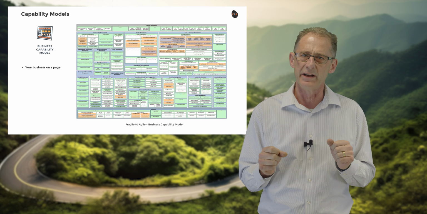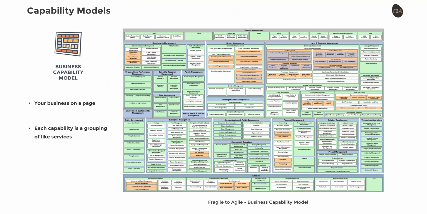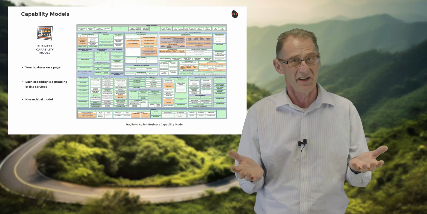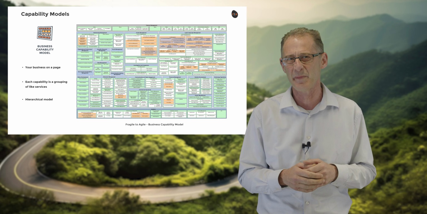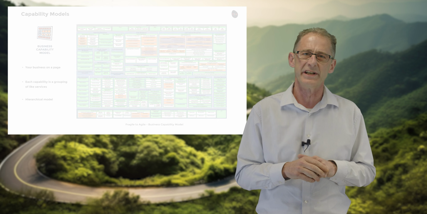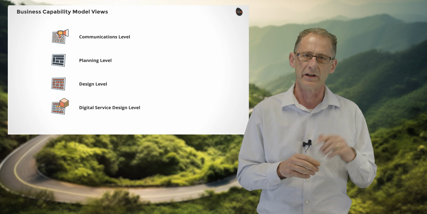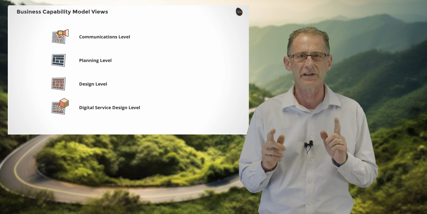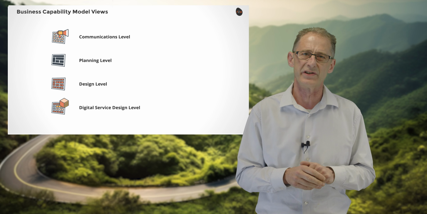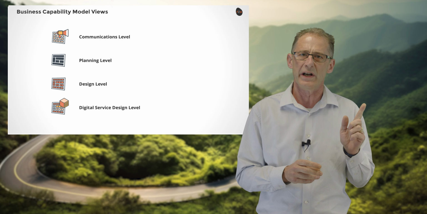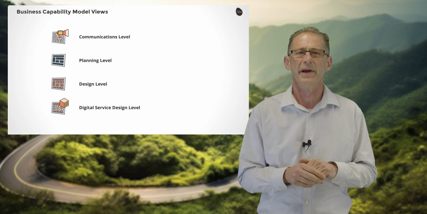Any individual capability is a grouping of related services and encompasses people, process, data, and technology required to deliver those services. Capabilities are hierarchical, meaning a capability can be made up of lower level capabilities, and thus the whole model is also inherently hierarchical. We believe the model should exist at 4 levels at Fragile to Agile: communications level, planning level, design level, and digital service design level. Let's quickly look at them in the order in which we recommend creating them.